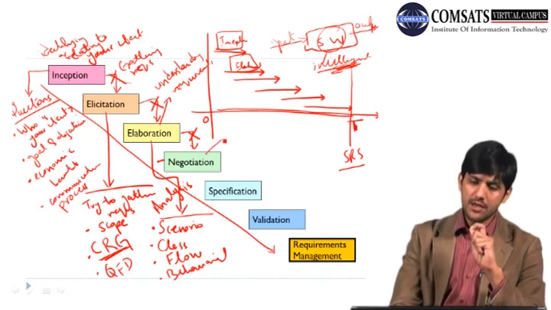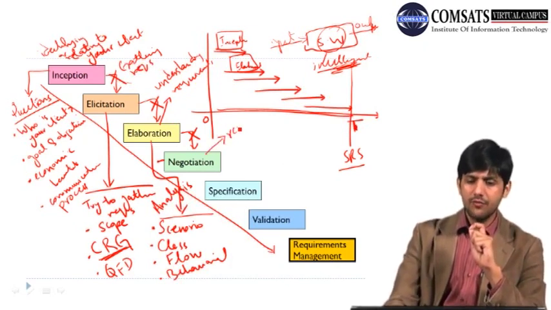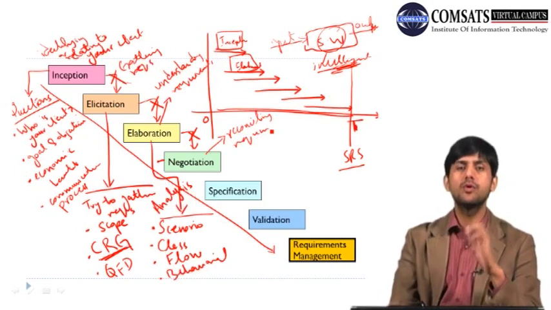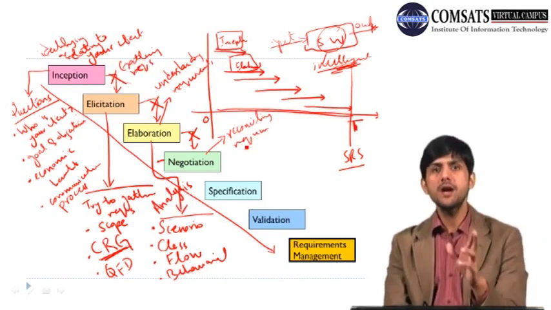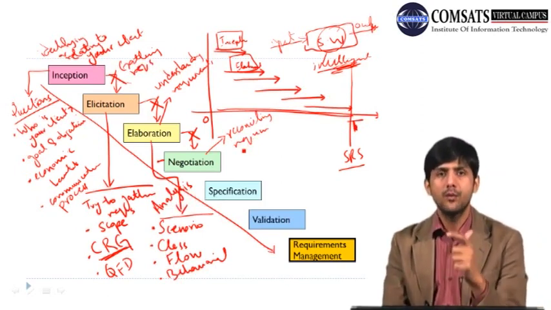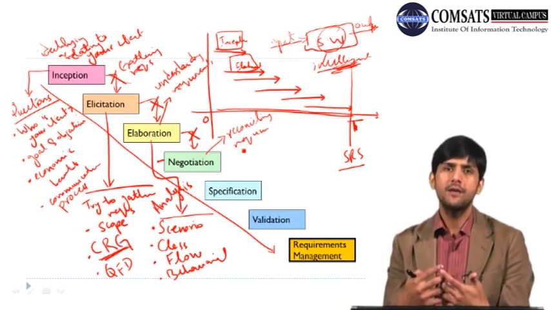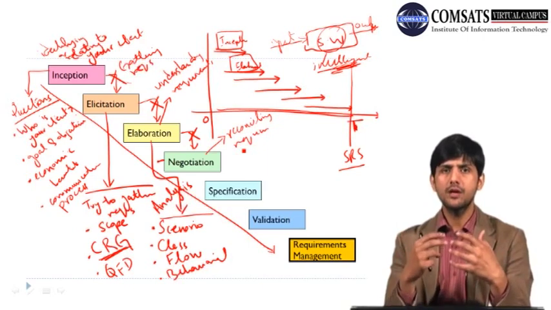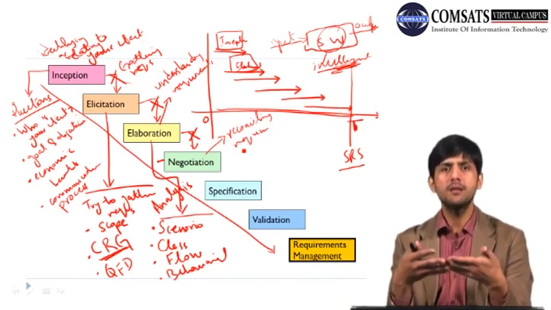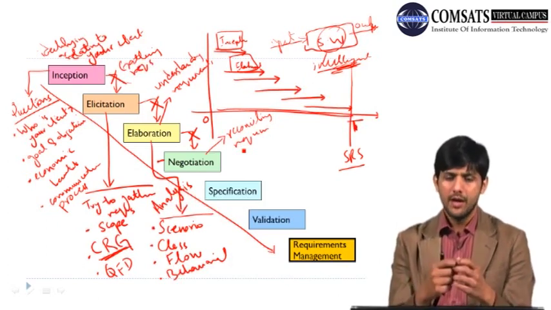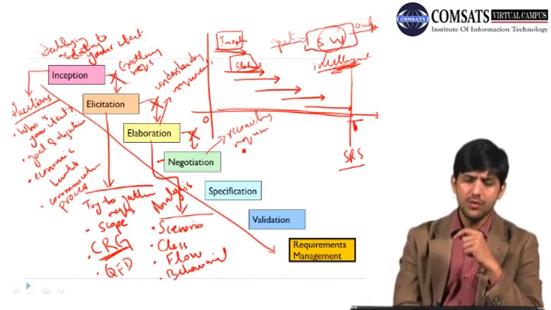And what negotiation is, very simply, you can say it is reconciling requirements, because that is the biggest goal of negotiation: that you try to reconcile requirements in a way that your customer is happy, and you also try to come up with a list of requirements that can be done within the limited resources that are available to you. Okay, and there are a few other things that we do in negotiation.